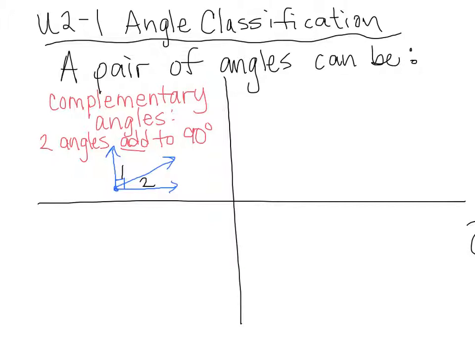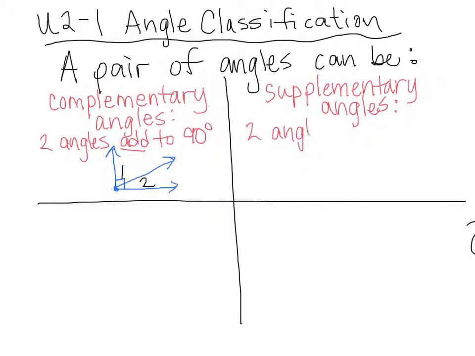Another name for a pair of angles is supplementary angles. And 2 supplementary angles add to 180 degrees. Okay, so 2 angles add to 180 degrees. Now 180 degrees is really a straight line.